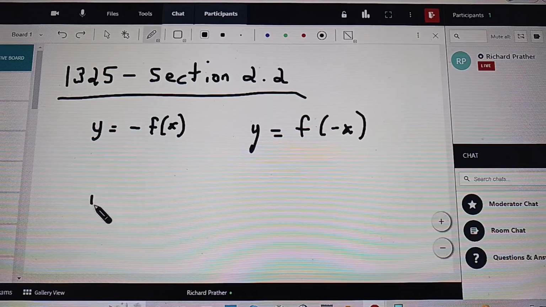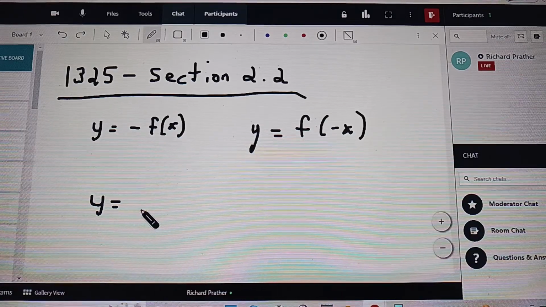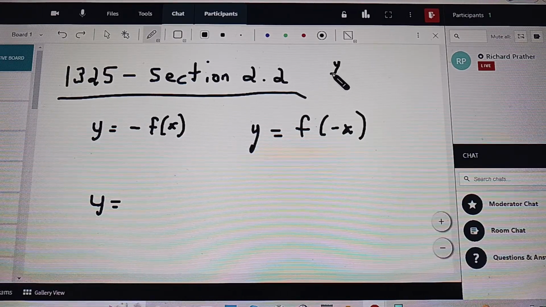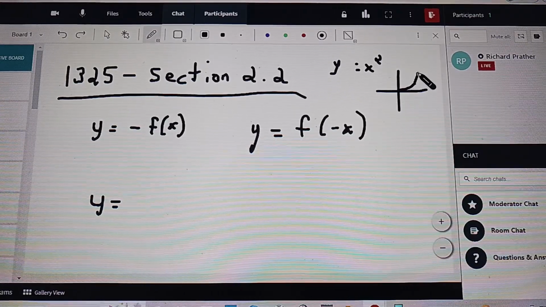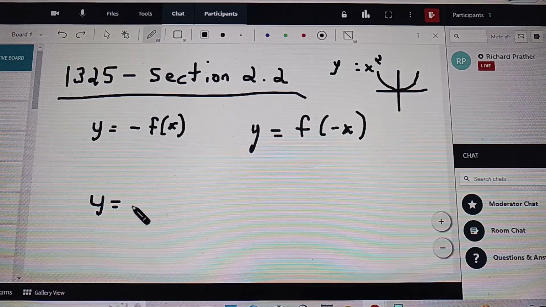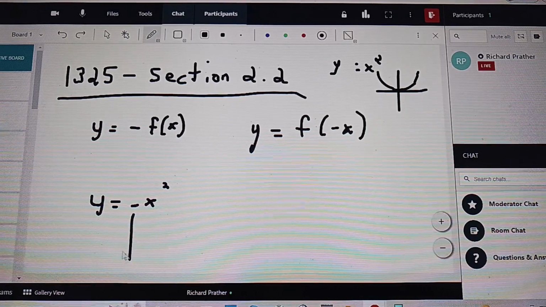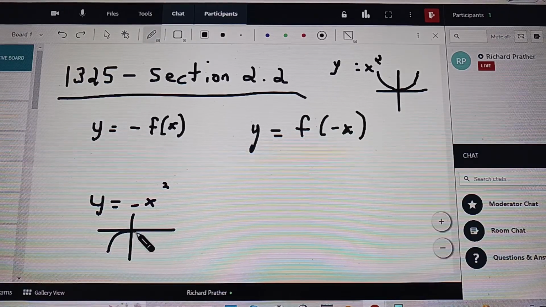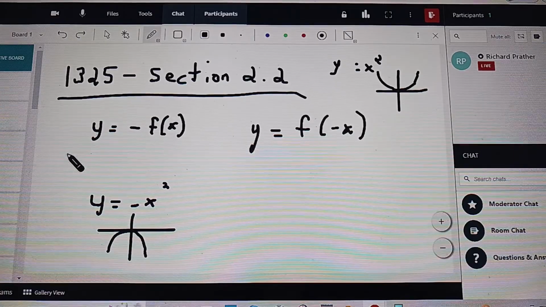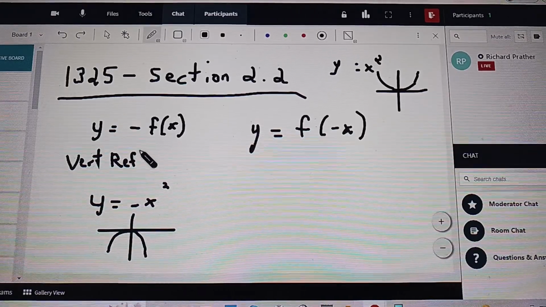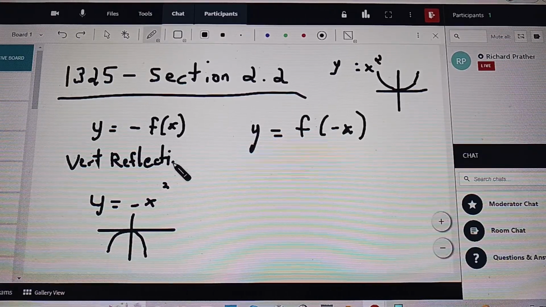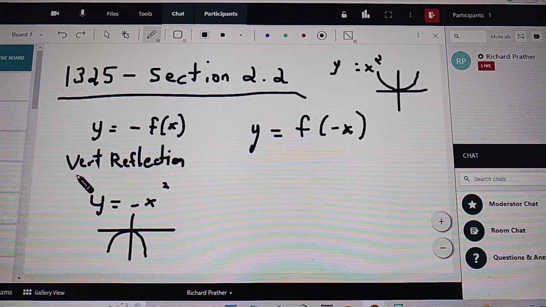For example, you could have y equals, and if you did the x squared parent function, say your parent function was x squared, which is a real basic graph in algebra where you have a parabola. If you did negative x squared like this, it would flip upside down. So a negative on the outside is a reflection over the x-axis. It flips from right side up to upside down. That's a vertical reflection. You're doing it in a vertical direction, up and down, vertical reflection, but you actually rotate over the x-axis.